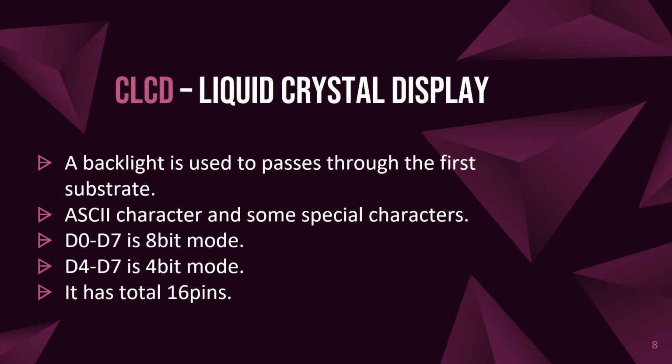ASCII characters are used to display. If D0 to D7 are used, it's 8-bit mode, and if D4 to D7 are used, it's 4-bit mode. It has a total of 16 pins, and with the third pin we can control the character contrast using a potentiometer.